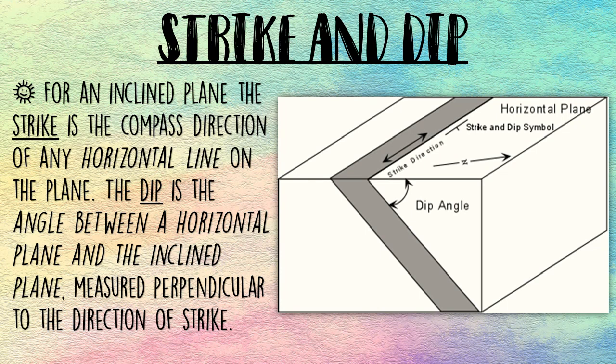Strike and dip. For an inclined plane, the strike is the compass direction of any horizontal line on the plane. The dip is the angle between the horizontal plane and the inclined plane, measured perpendicular to the direction of strike.